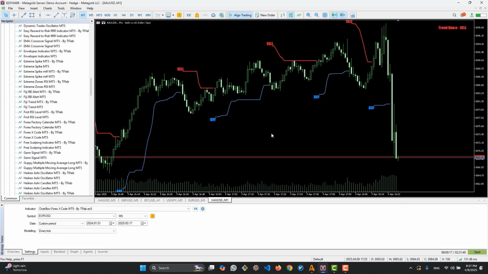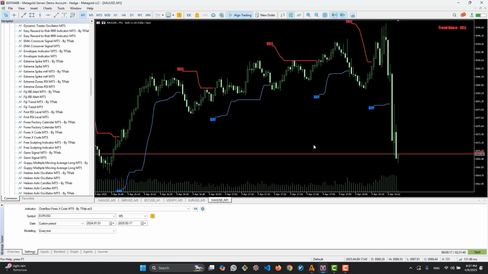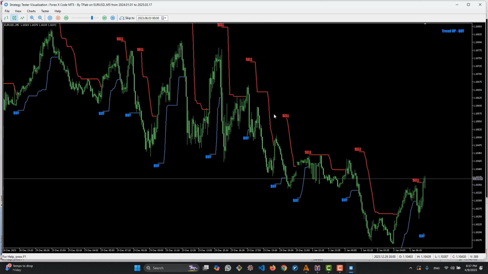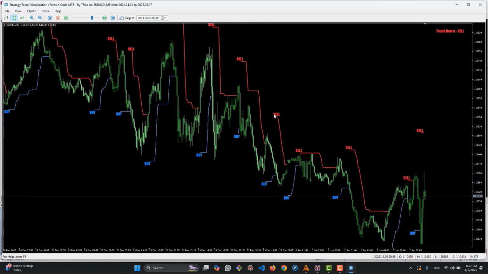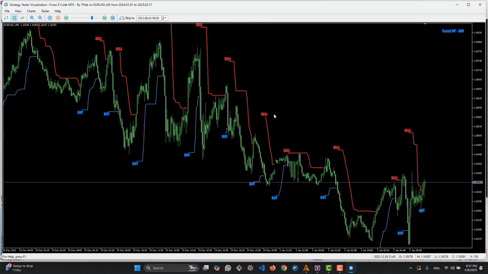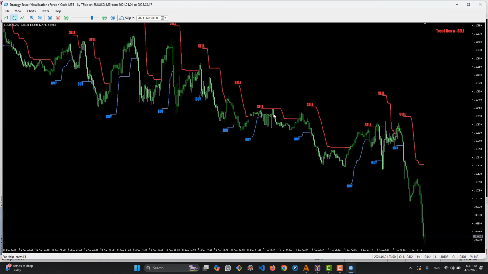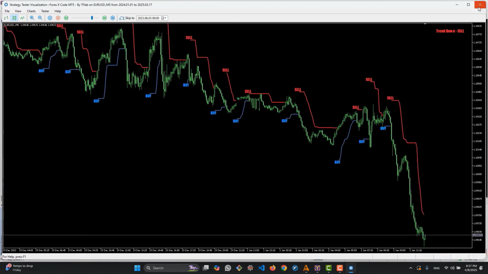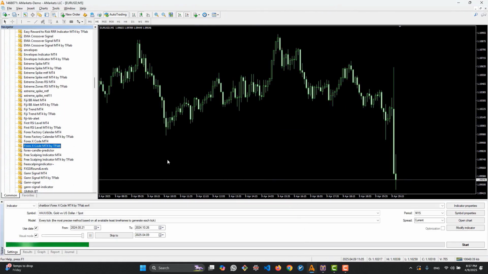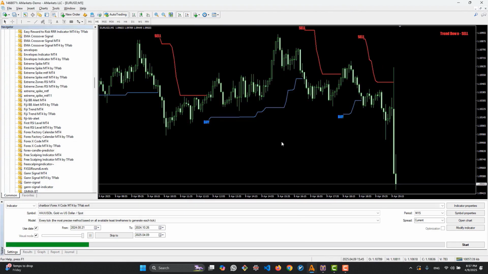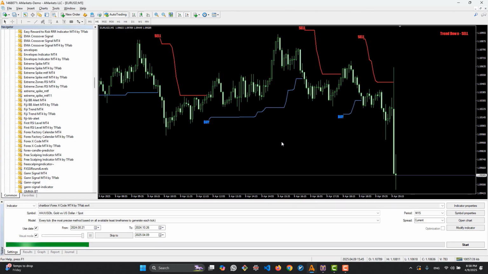Let's test this indicator live on the MetaTrader 5 platform. You can also use the MT4 version of this indicator on the MetaTrader 4 platform. Let's see the live test of this indicator on the MetaTrader 4 platform.